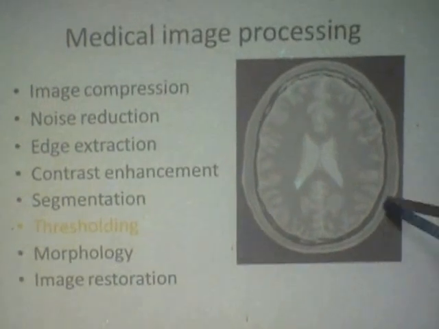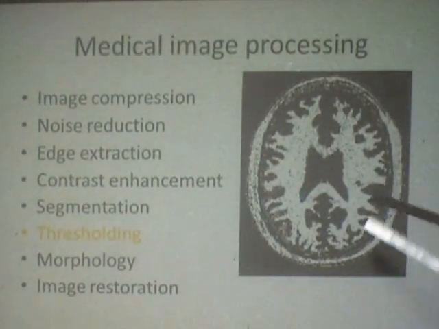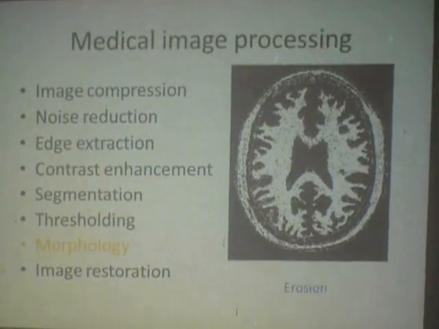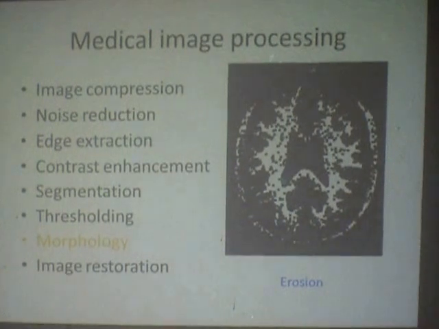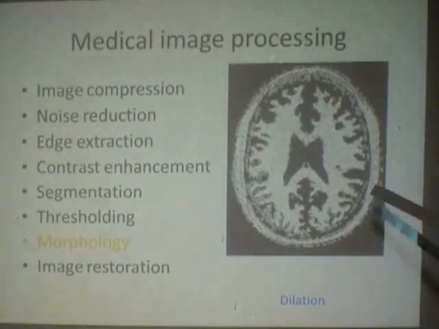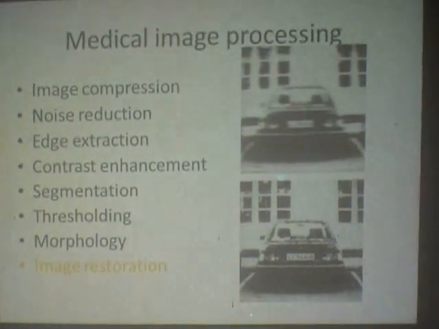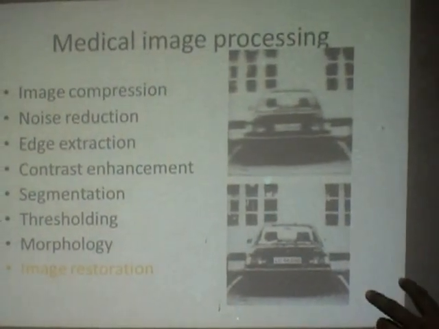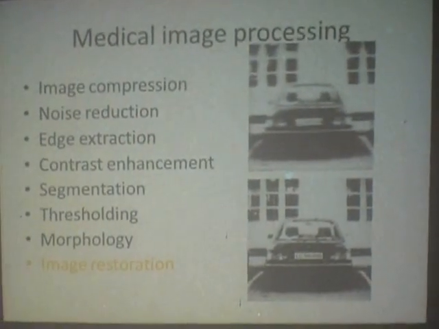The next output is thresholding of the given brain image. The next one is morphological operation. This is erosion operation. The next one is dilation operation, and the last one is image restoration. So these are the examples for the mathematical operations which are used in medical processing applications.